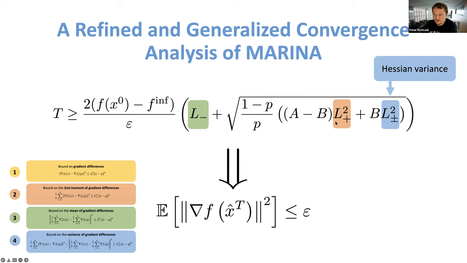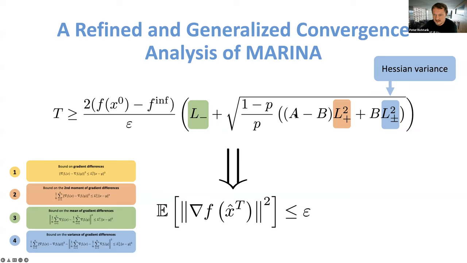So notice how L plus minus, and A and B that come from the AB inequality, interact. And notice that normally for independent compressors, B is just zero. So this is just not there at all. B is zero. So what you would get there is just A times L plus squared. So you have dependence on this possibly huge quantity L plus, and all of the dependence is there.